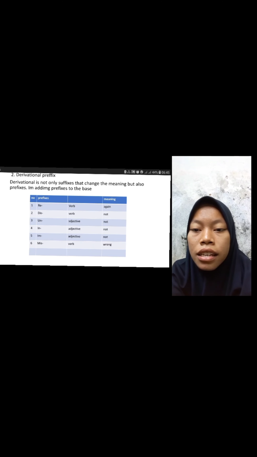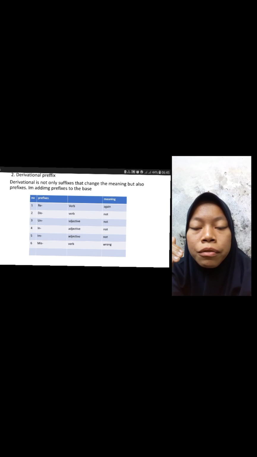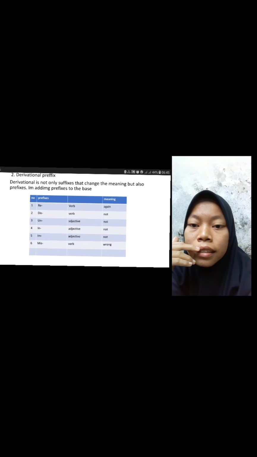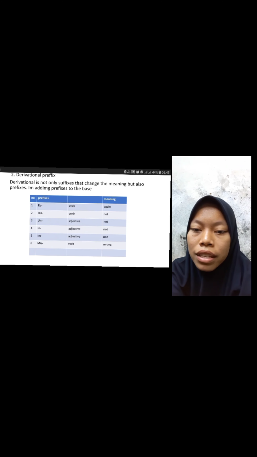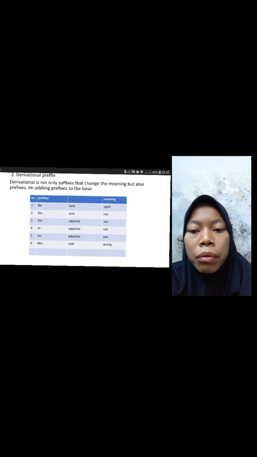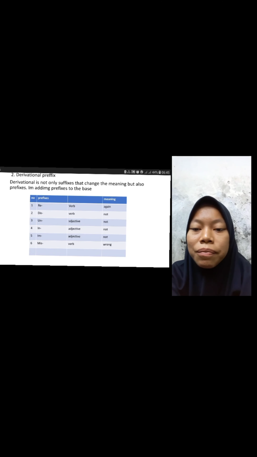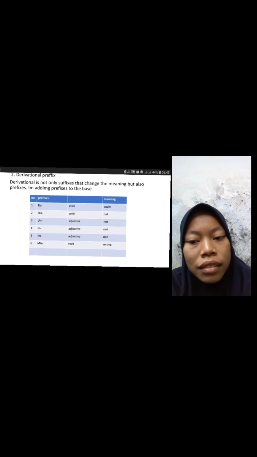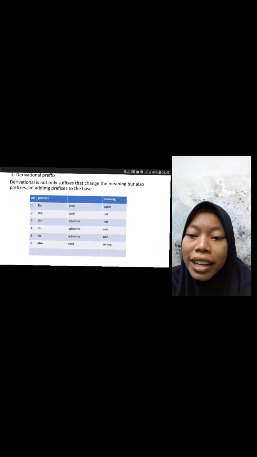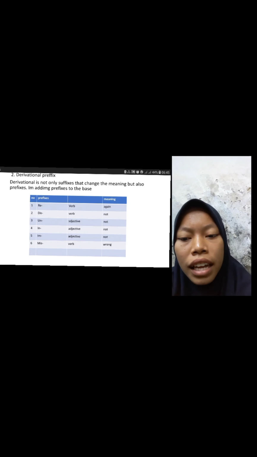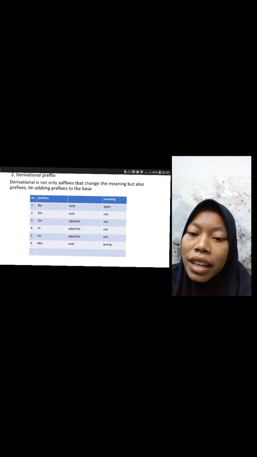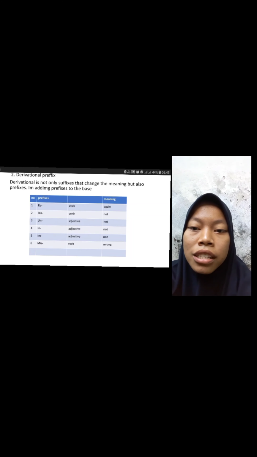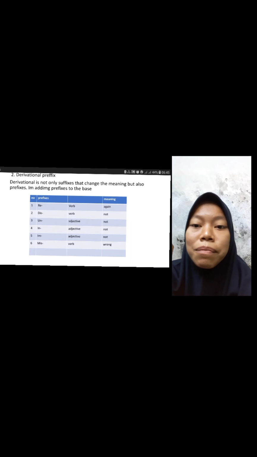The next kind of derivational morpheme is derivational prefix. Derivational morphemes are not only suffixes that change the meaning, but also prefixes. Example: prefix re, whose meaning is again; prefixes dis, un, in, im, whose meaning is not; and prefix mis, whose meaning is mistake.